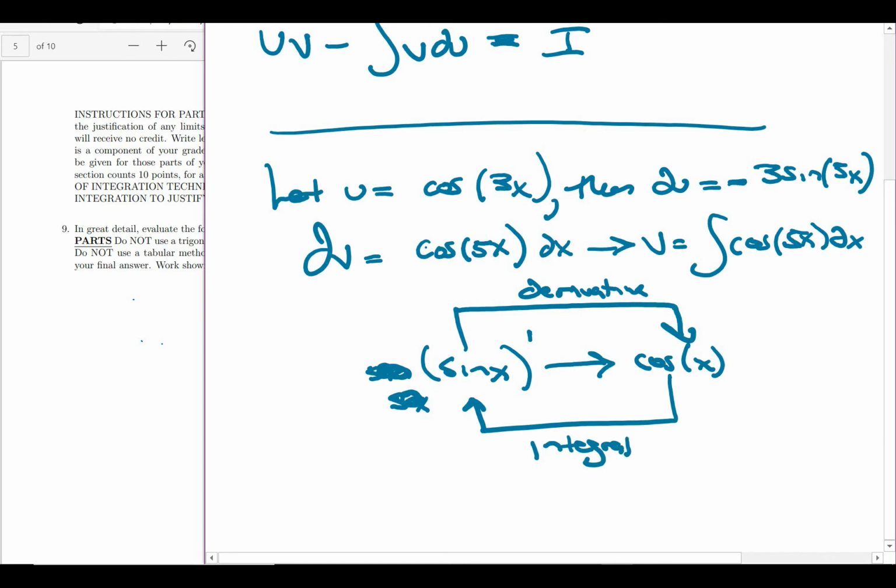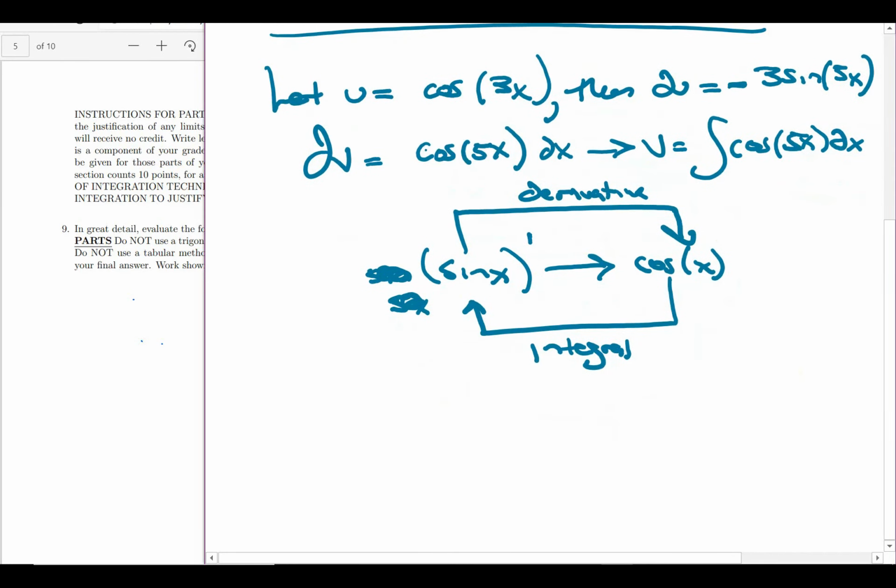So we have the cosine term. We take the integral, we're back to sine. But in this case, we're dividing. So therefore, v is actually going to be 1/5. You do the opposite inverse of, and then times the sine 5x. I believe I have that correct.